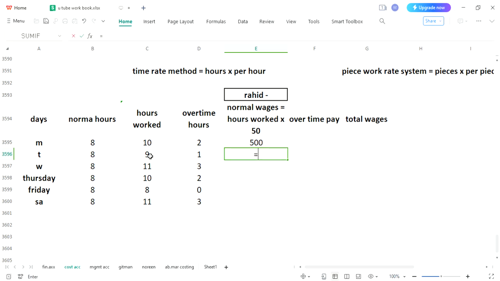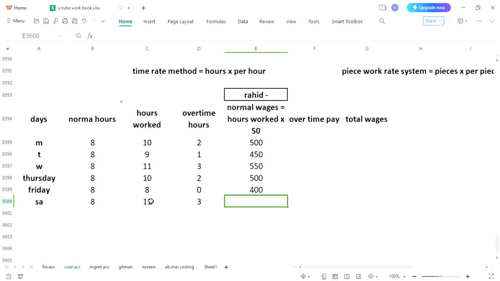Look over here, hours worked 9, and per hour rate is 50. Next day hours worked 11, per hour wage rate 50. Then you have next day 10 multiplied by 50. Next day 8, and it would be multiplied by 50.